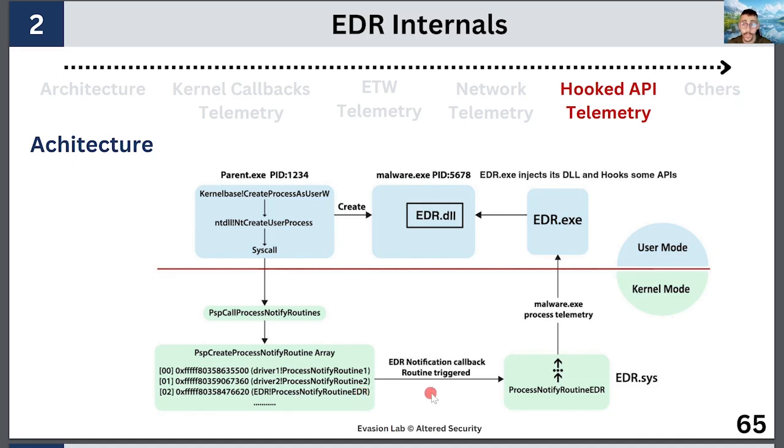collects telemetry related to malware.exe, the newly created process, such as its process ID, the parent PID, the image path, and the command line arguments. The collected data is then sent from EDR.sys to the EDR user mode process EDR.exe, which further analyzes the newly created process. At this point, EDR.exe injects a DLL, EDR.dll, into malware.exe to hook critical APIs.